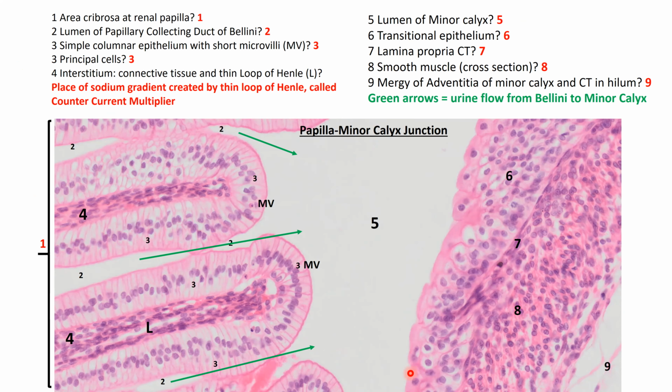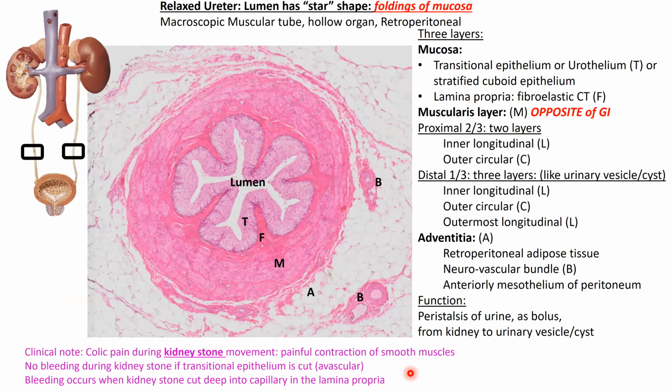Okay, so let's move to the ureters in a transverse section. This is showing you a relaxed ureter in cross section, and the mucosa, look, the lumen is star-shaped and the mucosa is heavily folded. Why? Because the urine volume is low. If the urine increases, this star shape will go away. Very similar situation to the esophagus. Okay, and again, here are your 3 layers.